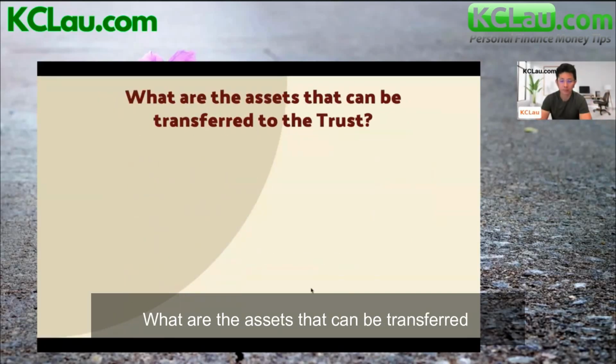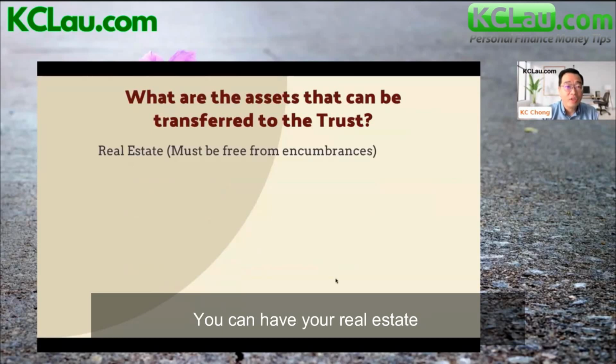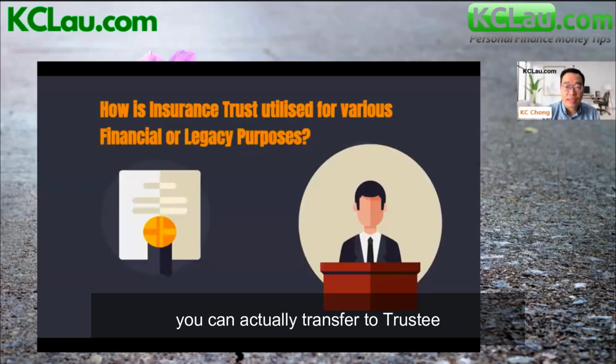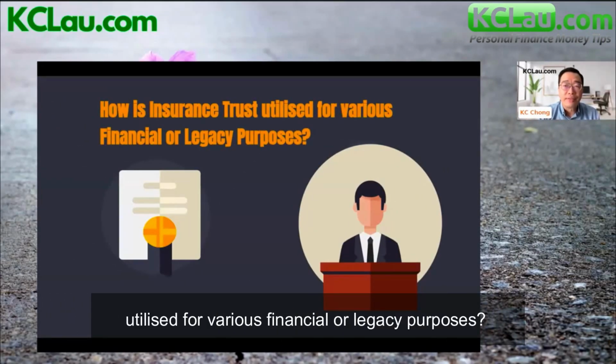So what are the assets that can be transferred or safeguarded under the trust? Okay, you can have your real estate properties, and normally they need to be free from encumbrances. Okay, and others, any assets that you can think of, you can actually transfer to a trustee to let them hold on trust.